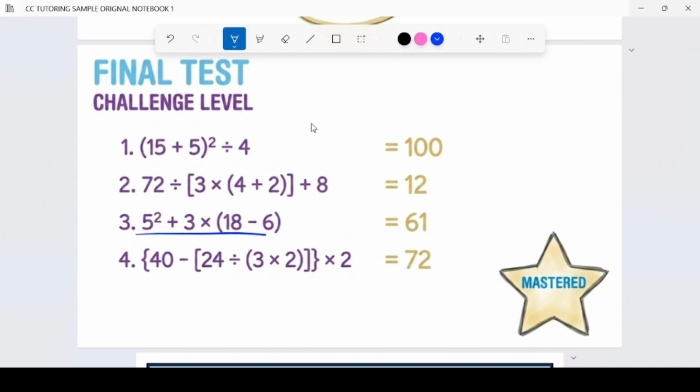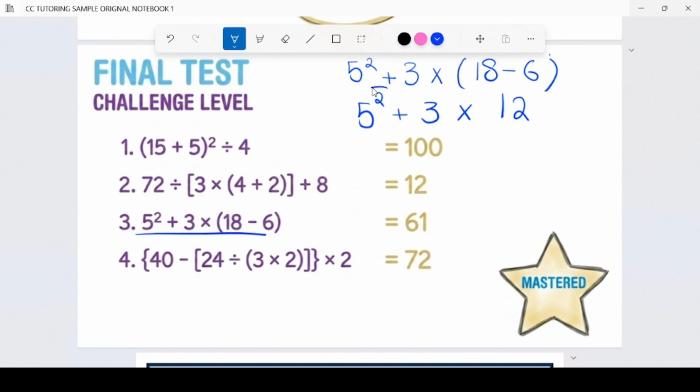5 squared. We'll tally it as well. 5 squared plus 3 multiplied by the bracket 18 minus 6. First of all, we'll solve 18 minus 6, that is 12 in the bracket, multiplied by 3 plus 5 squared. The second thing that we'll do is solving this according to BODMAS. Order comes after bracket. So 5 fives are 25. 25 plus 3 multiplied by 12.